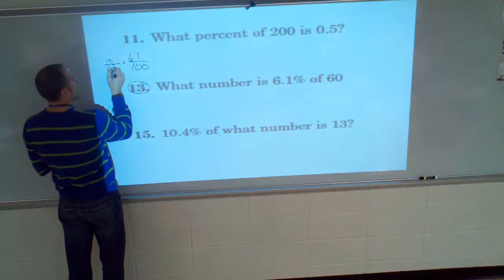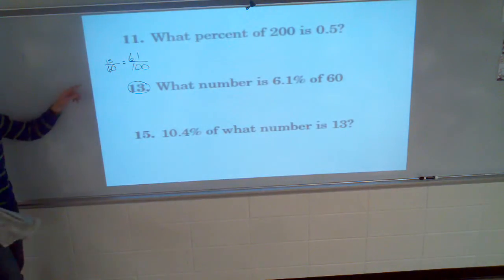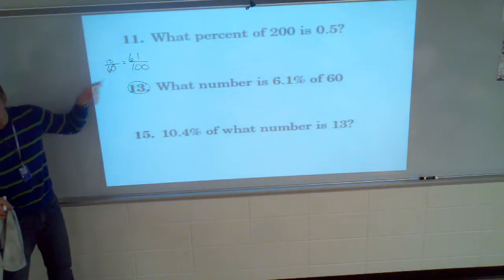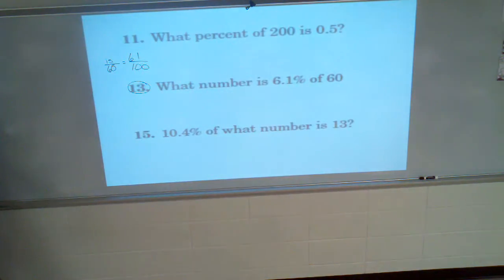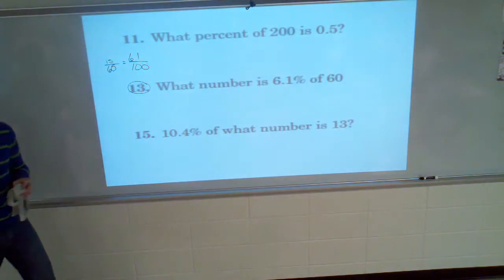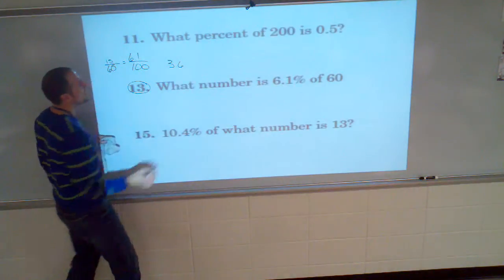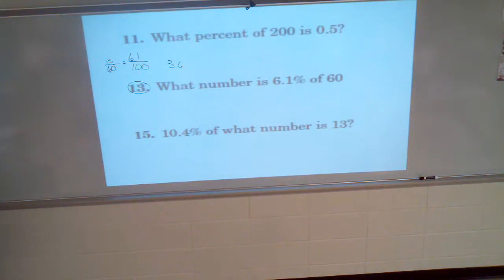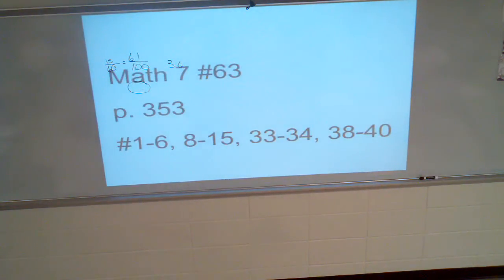Now we've got a proportion, cross multiply and divide. 60 times 6.1 divided by 100. Cheyenne, what was it? 4? Was it exactly 4? 3.6 something? Okay. Right about 3.6. 3.66 maybe? Yeah. Okay, 3.66.